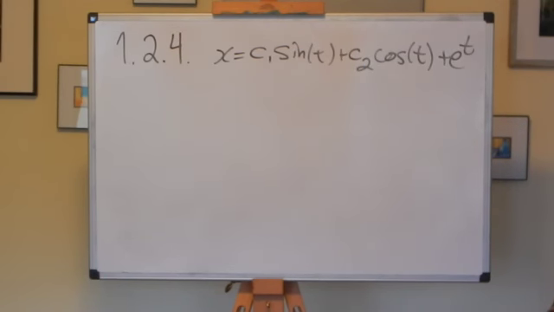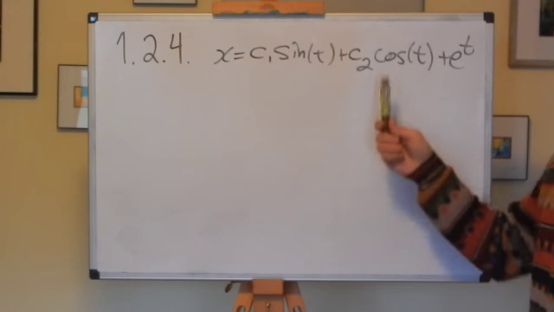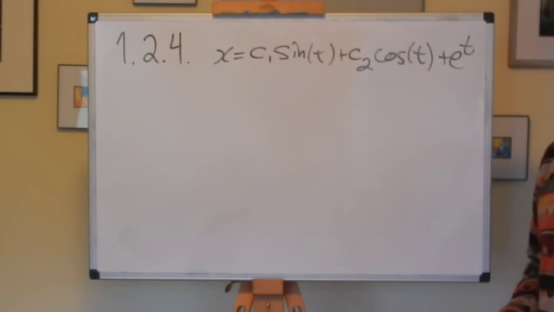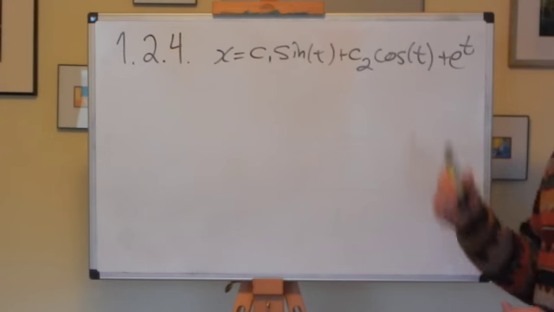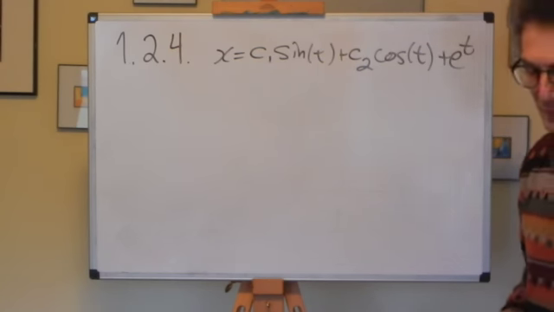Hello again, still week 1. We're in section 1.2 and we're trying to check that x equal to c1 sine t plus c2 cosine t plus e to the t is a solution to a certain equation, x double prime plus x is equal to e to the t. And then we're trying to solve an initial value problem with these parameters.